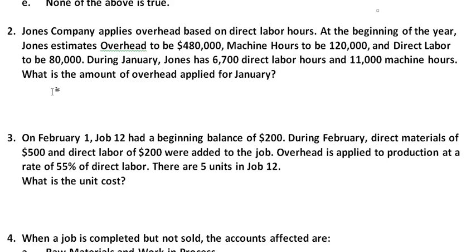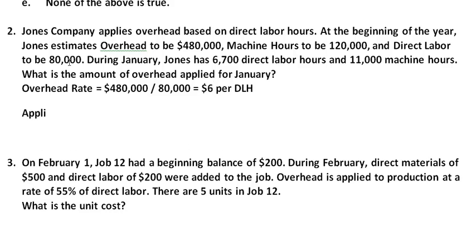So to calculate applied overhead, the first thing that you have to calculate is the predetermined overhead rate. And remember, to calculate the overhead rate, you're simply going to take the estimated overhead and divide it by the estimated activity level. And it tells you the activity level to use is direct labor hours. So you want to use the 80,000 direct labor hours. So that gives you a predetermined overhead rate of $6 per direct labor hour.